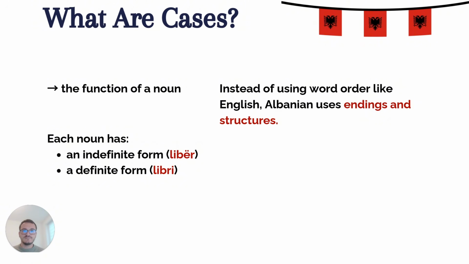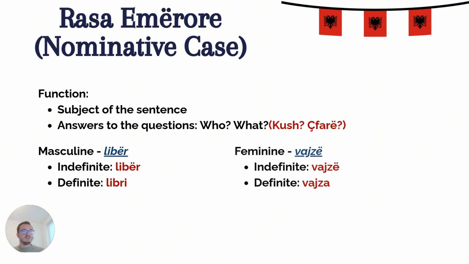What are cases? Cases show the function of a noun in a sentence. Okay? It's the function that a noun plays in a sentence. Instead of using the order of words in a sentence like English does, Albanian uses endings and structures. Another term is it's an inflected language, inflected for case. Each noun has an indefinite form, for example, liber, një liber, a book, and a definite form, libri, the book. So let's start with the first case, which is the nominative case.